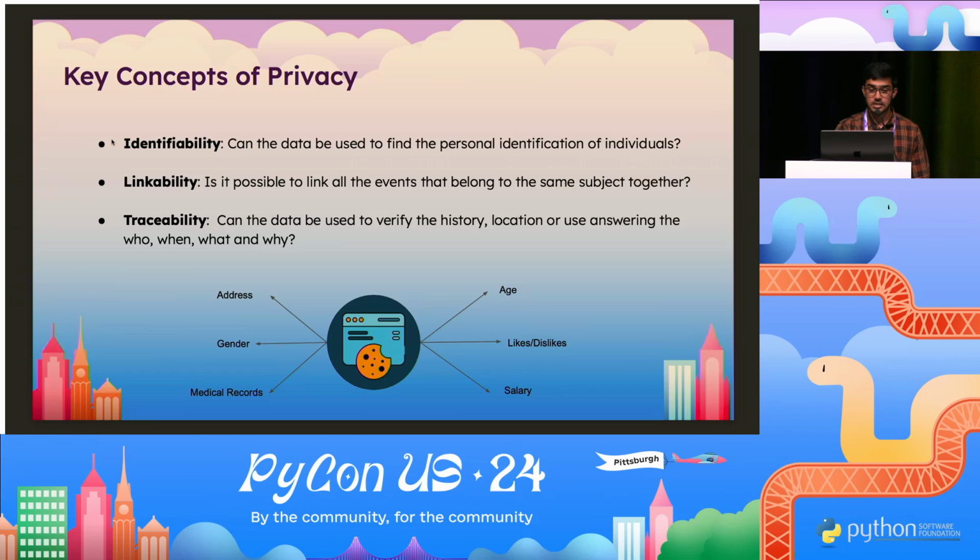Just to set some context, some key terms which keep coming up when we discuss privacy are, first, identifiability, which means: can I use the data that I'm working with to find out personal information about any specific individual? Then there's linkability, which means: if I have two data sets, can I somehow link the rows of one data set to the rows of some other data set? And then traceability means: if I have a data set, can I trace it back to some other database and figure out history, location, and answer questions like the who, when, what, and why about a particular individual?